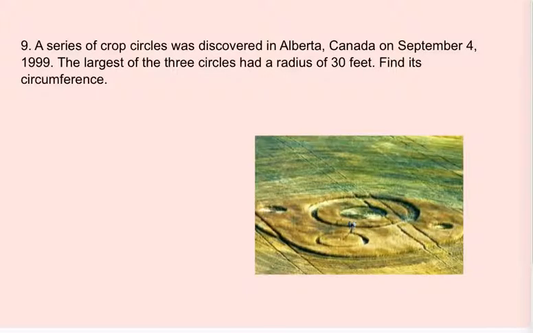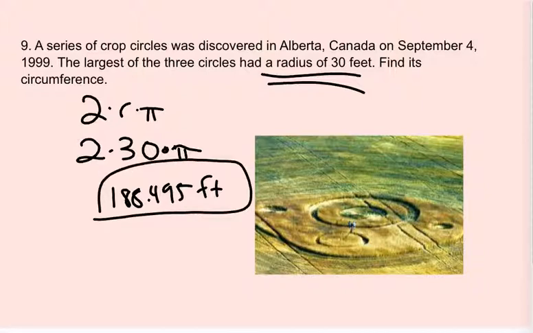All right. The series of crop circles was discovered in Alberta, Canada on September 4, 1999. The largest of the 3 circles had a radius of 30 feet. Find its circumference. So a radius of 30 feet. So I got to go double the radius times pi. So that means 2 times 30 times pi. So 60 times pi is going to be 188.496. So about 189 feet walking around that thing.